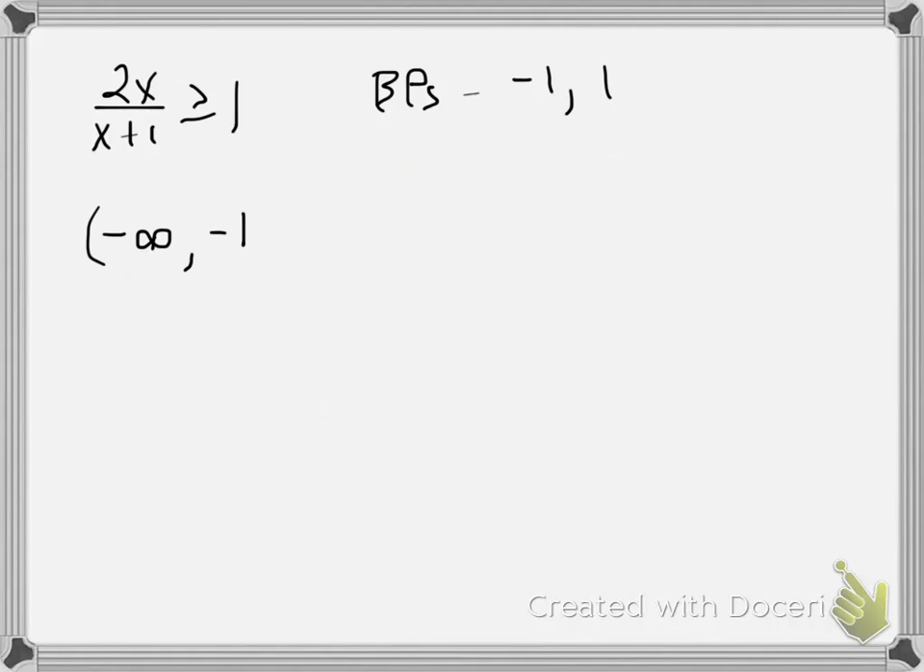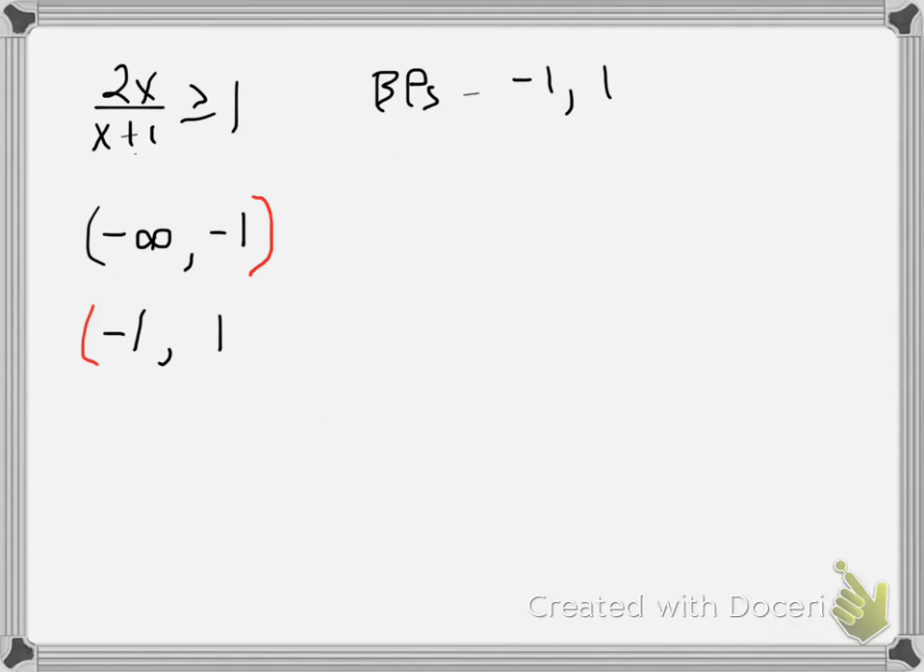Now, for -1, am I going to use a parentheses or a bracket? And the answer is I am always going to use a parentheses for the boundary point that comes from the denominator, because x cannot equal -1. So again, for the boundary point that comes from the denominator, we always use parentheses.